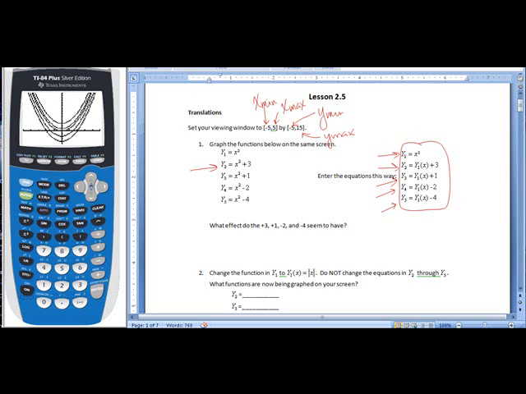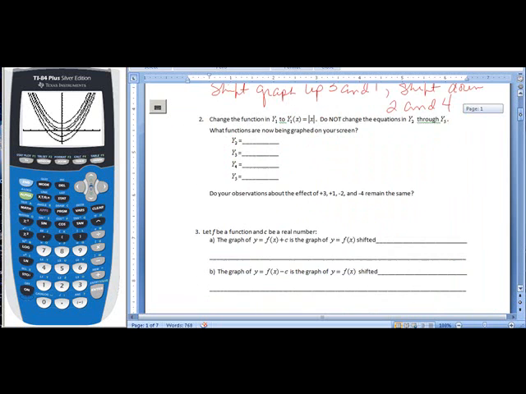It appears to me like the plus 3 and the plus 1 shift the graph up 3 and 1, and the -2 and -4 shift down 2 and 4 units. Now, one of the reasons that I wanted you to enter the equations the way I wanted you to is so that we can change the equation in y1 to a different equation and not have to mess with any of the equations in y2 through y5.